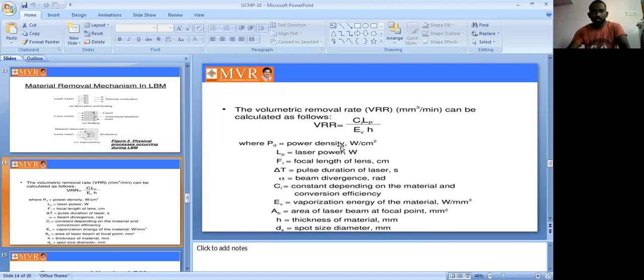EV is the vaporization energy of the material. H is the thickness of the material. So this is the formula. By using this formula, you can calculate the material removal rate in the laser beam machining process.